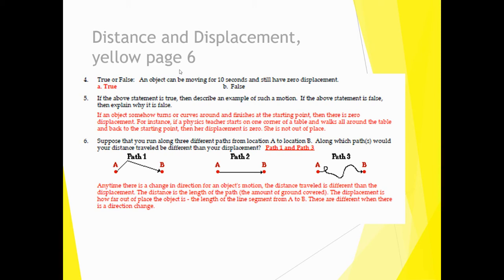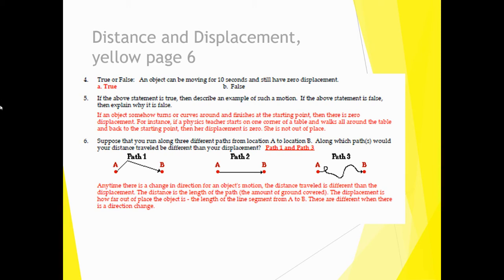Number 5, if the above statement is true, then describe an example of such a motion. If the above statement is false, then explain why it is false. And I just stated that, but their answer on the answer key is, if an object somehow turns or curves around and finishes at the starting point, then there is zero displacement. For example, if a physics teacher starts at one corner of a table and walks all around the table and back to the starting point, then her displacement is zero and she's not out of place.